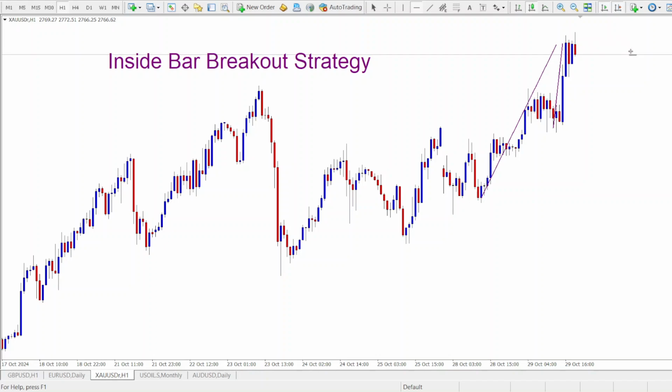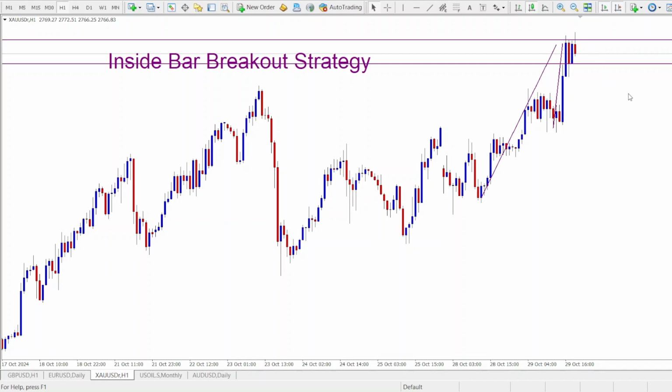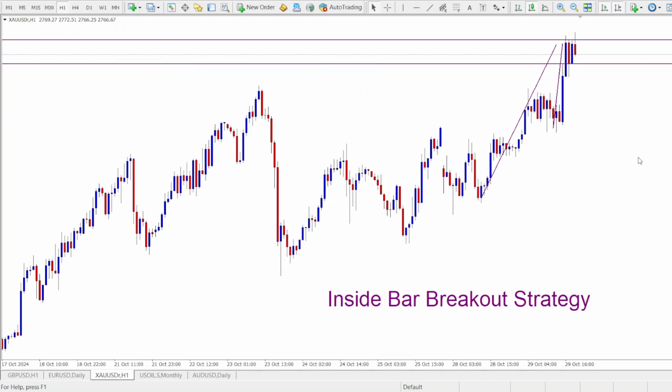Once you have identified an inside bar, all you need to do is mark the high of the inside bar and the low as well. Once you have marked the high and the low, you have to be looking out for a breakout, because the breakout is what we use to enter a trade. The breakout is what we're going to use to enter the trade, right?